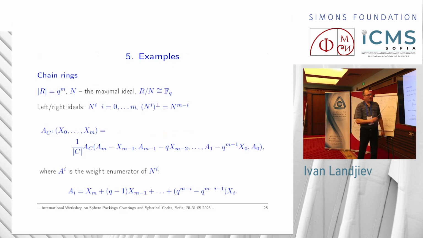Chain rings are rings in which all the ideals form a chain, like Z4, Z8, but also many others. Galois rings and all that. Chain rings have a unique maximal ideal. The factor is the finite field. This is called the residue field. And all left or right ideals are powers of the maximal ideal. And the annihilator of n to the power i is n to the power m minus i.